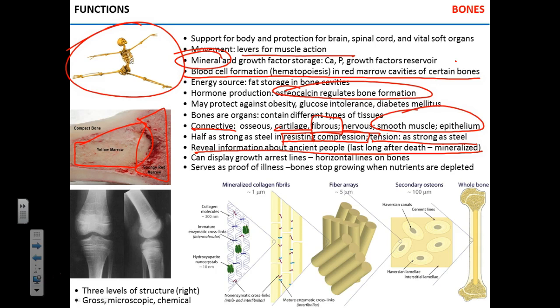Now, he probably has so-called growth arrest lines in his bones. When a person stops growing, you can see on the X-ray the growth arrest lines. That either refers to the famine or lack of food supply or disease.